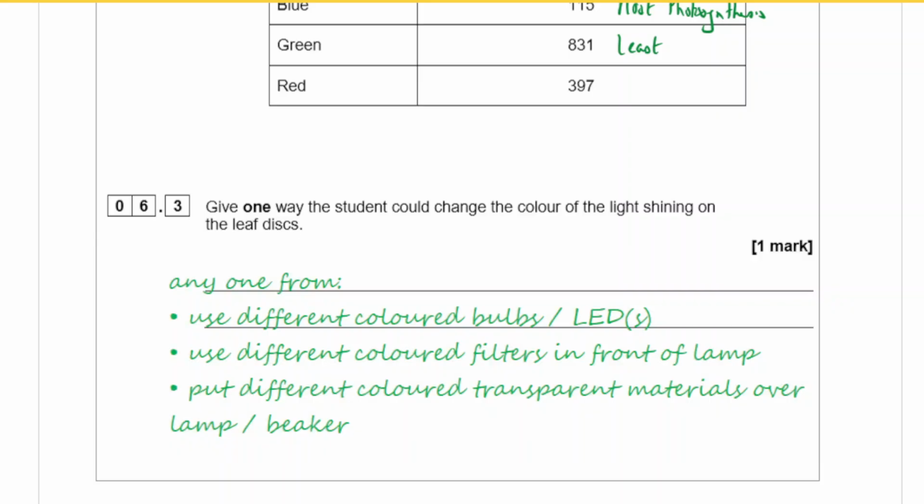Use different colored light bulbs or LEDs. With LEDs, it's much easier to change the color. Use different colored filters in front of the lamp, or put different colored transparent materials over the lamp and the beaker, which is basically the same as saying put different filters in front of the lamp.